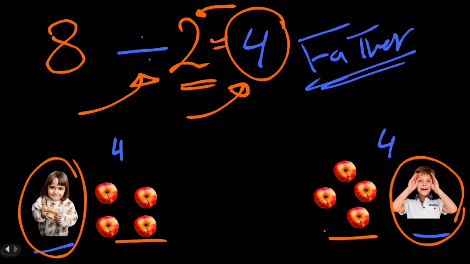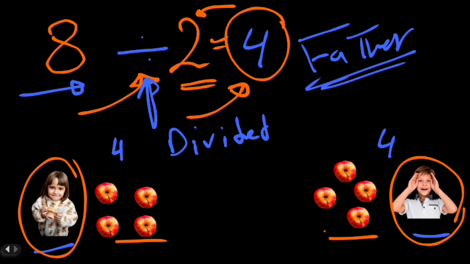So how can I read it? 8 divided by 2 equals the number for each. Again, let's take another example.